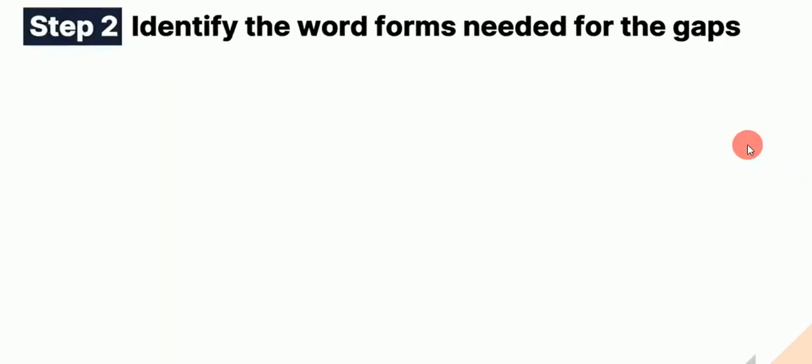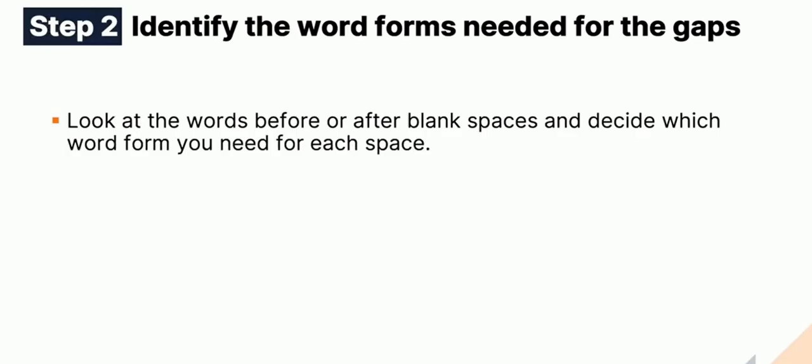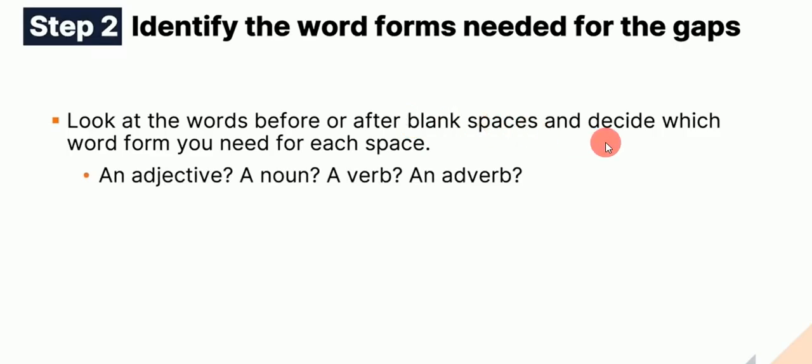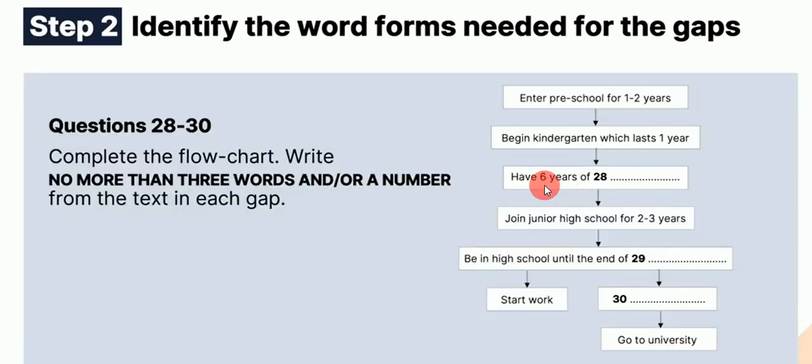Once you have a general idea of the topic of the flowchart, you need to identify what word forms are needed for each gap. It is important to look at the words before or after the gaps. This will help you predict whether you need an adjective, a noun, a verb, or perhaps an adverb. So now look again at question 28 to 30 from the American Education System chart. Take a little time to look at the gaps and guess which word form you need for each question. So what word form do you think goes in the gaps?